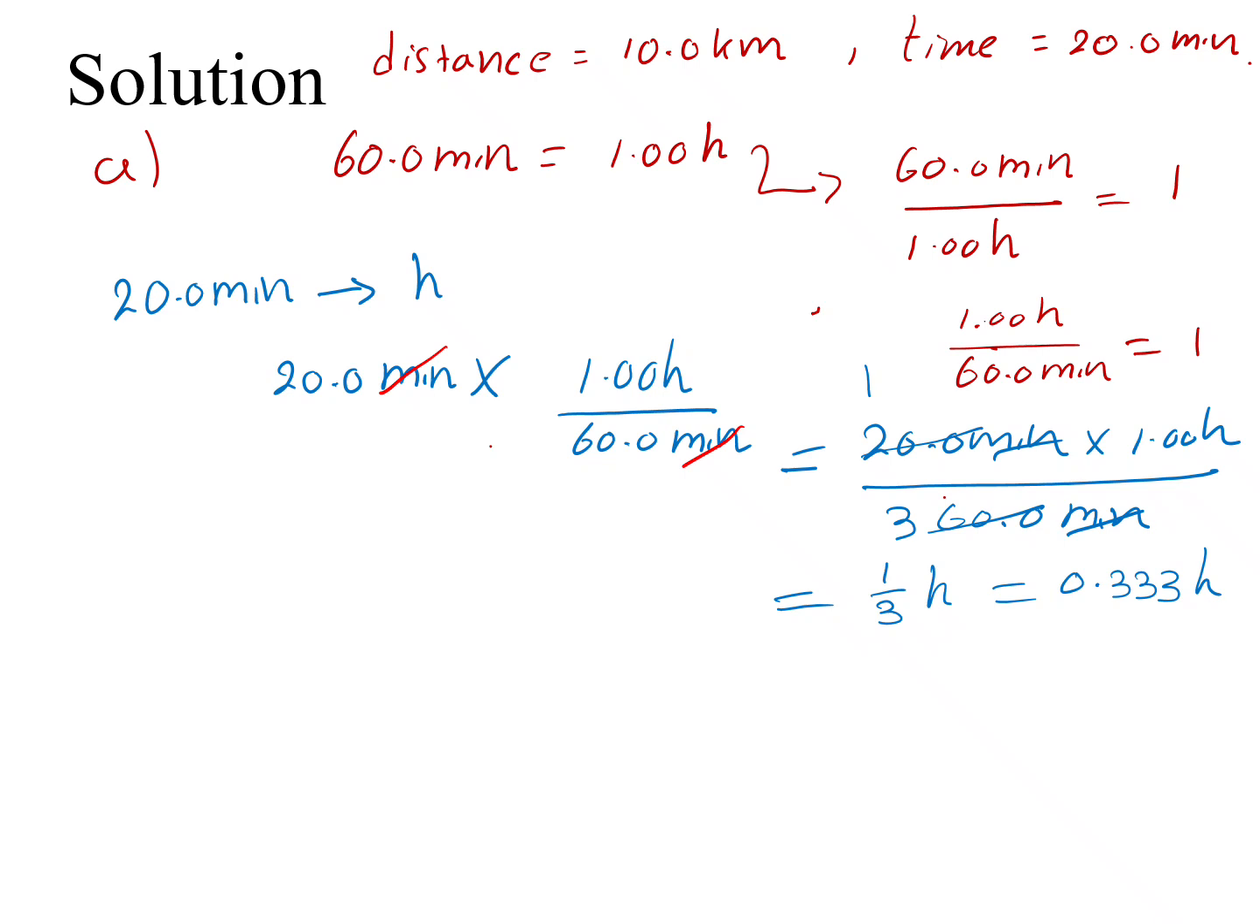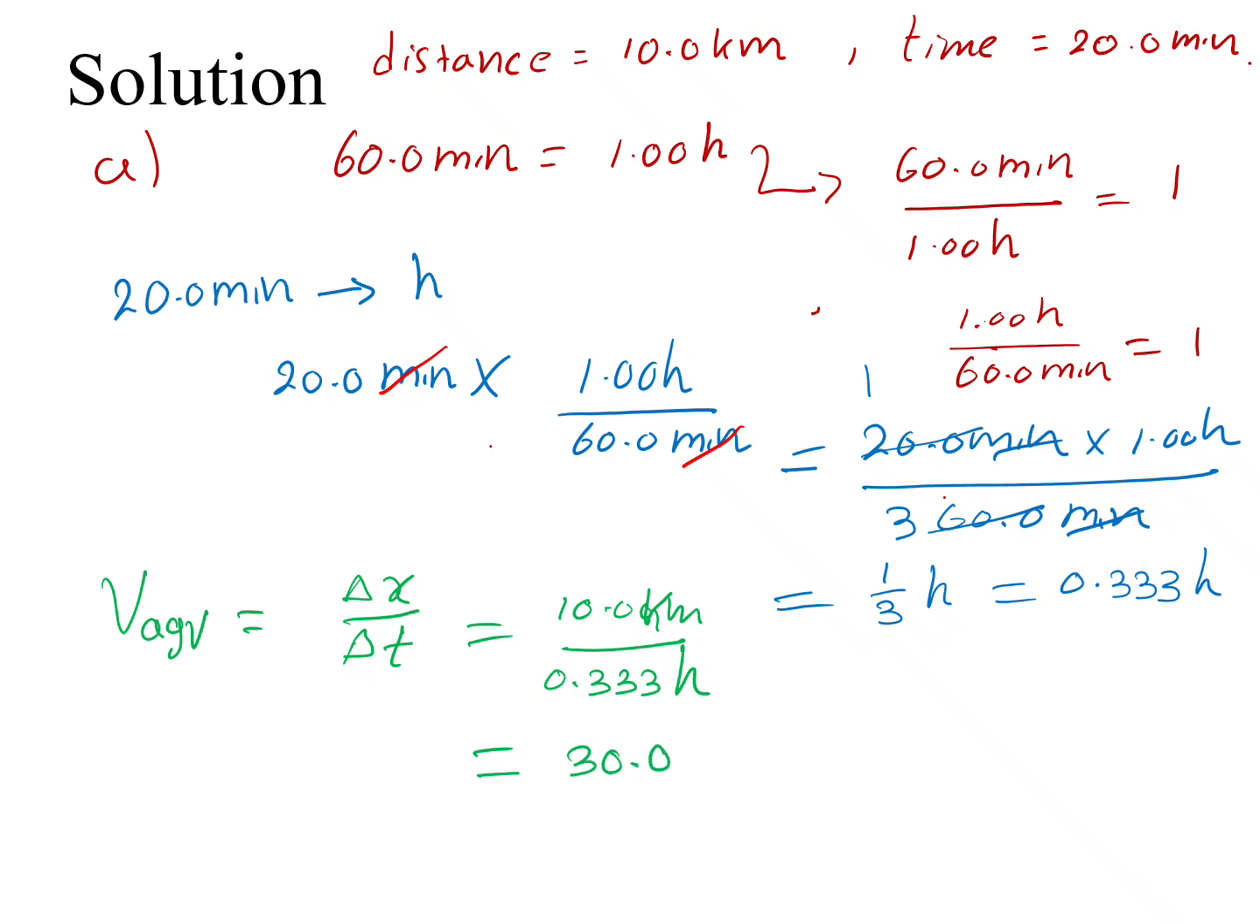So the average speed is delta x over delta t, which is 10 kilometers divided by 0.333 hours, and this is giving us 30 kilometers per hour.